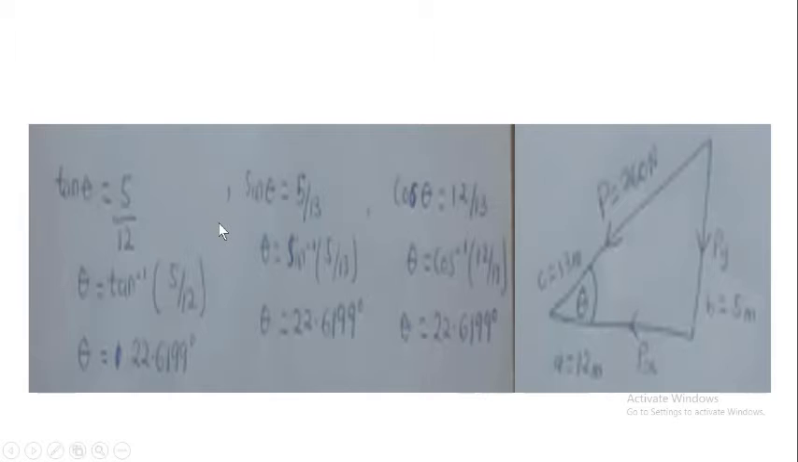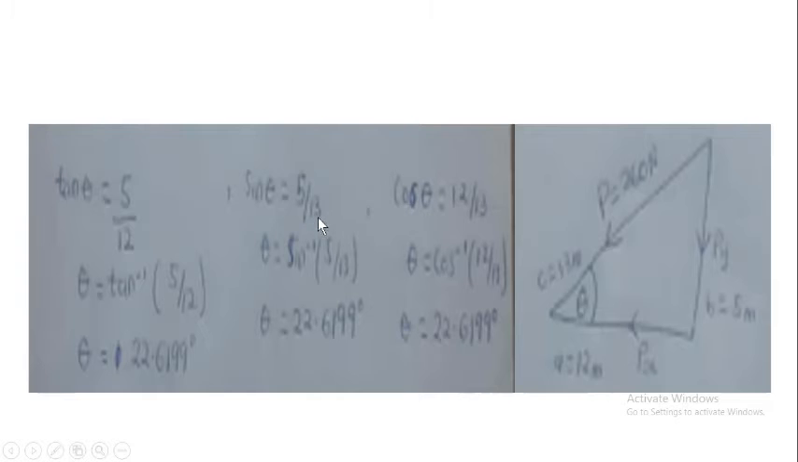Or you can also go this way. Probably you don't want to find the hypotenuse, you can take tan theta to be opposite over adjacent, so 5 over 12. Then you get your theta. Maybe you want to find the value of theta, you have the tan inverse of 5 over 12 to give you theta equals 22.6199 degrees.